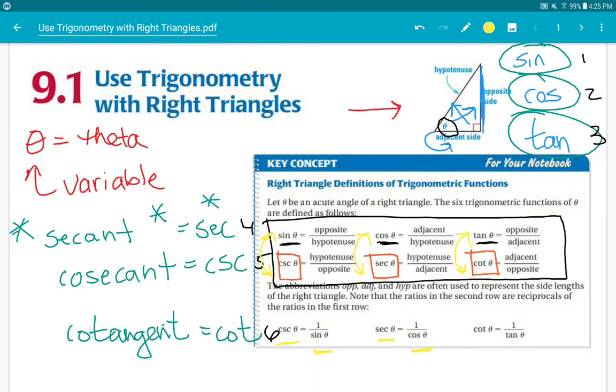Secant and cosine are reciprocals. Cotangent and tangent are reciprocals. So finding the other three, once we know the original, sine, cosine, tangent, isn't necessarily that difficult because it's just taking the reciprocal of sine, cosine, and tangent. Those are the other three that we're going to be working with quite a bit in this section, okay?